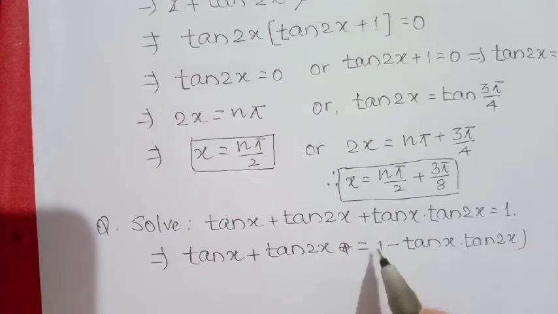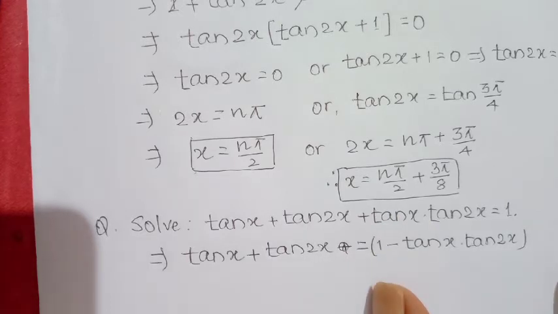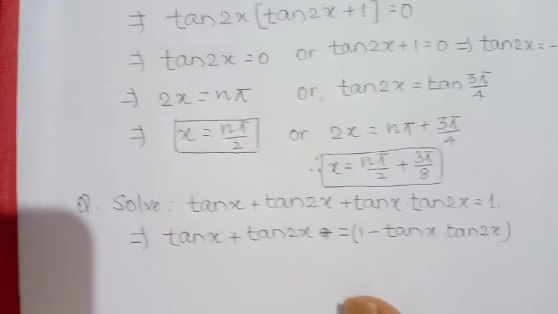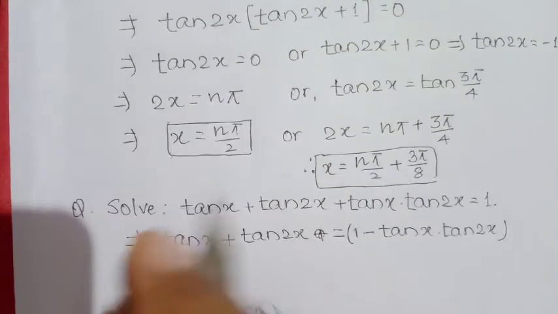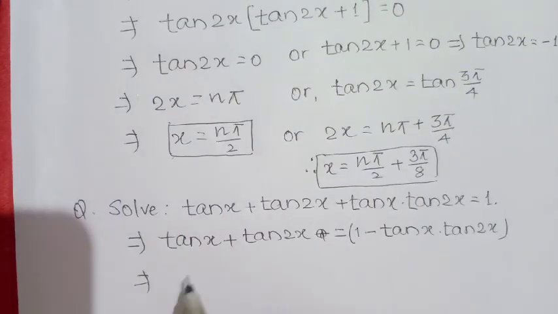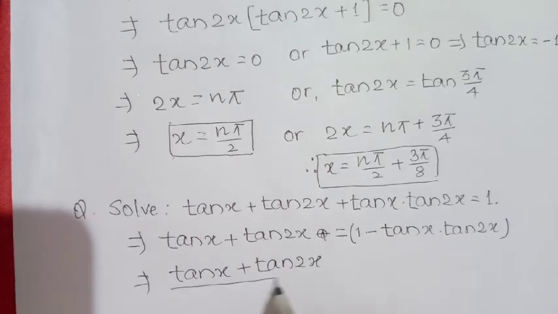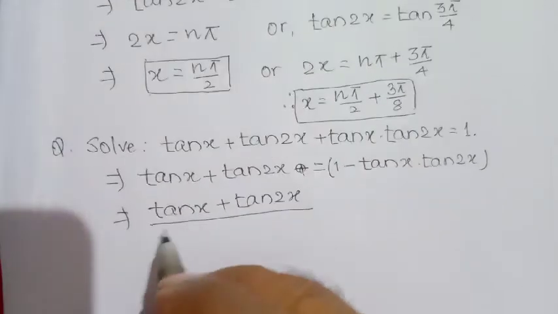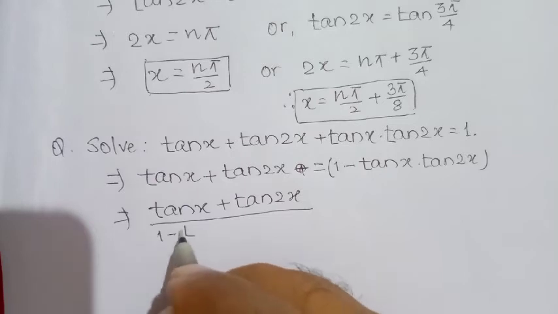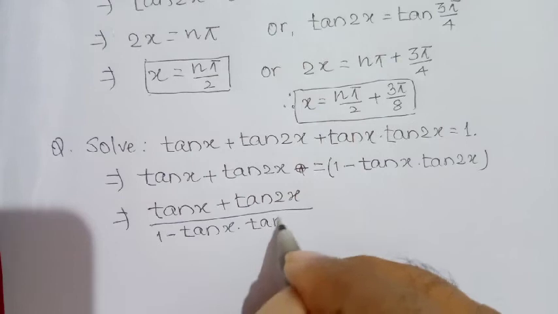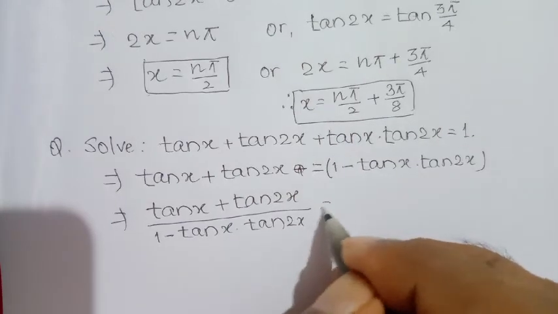Now this term within the bracket on the left side comes into the denominator, like this: tan x plus tan 2x divided by 1 minus tan x into tan 2x. The right side should also be 1.